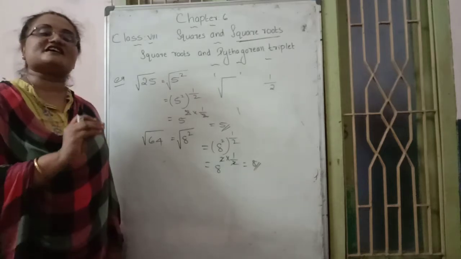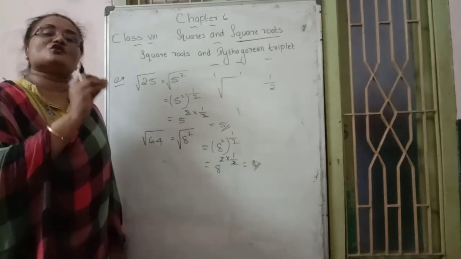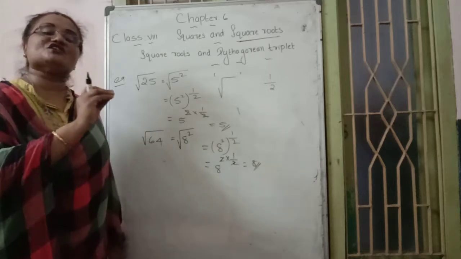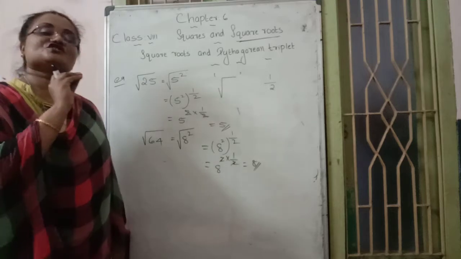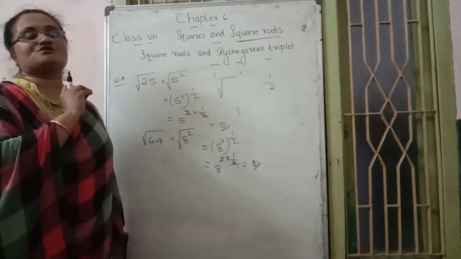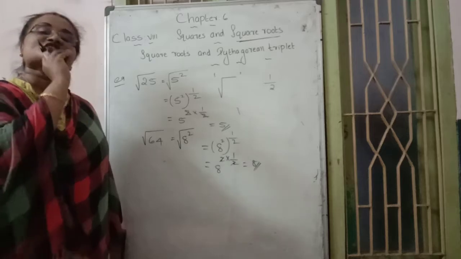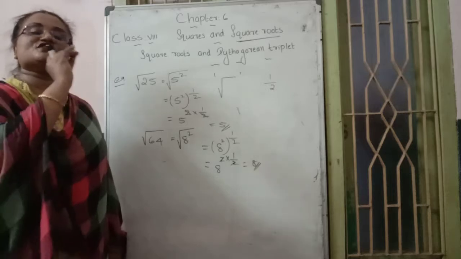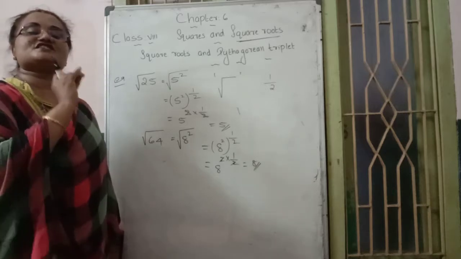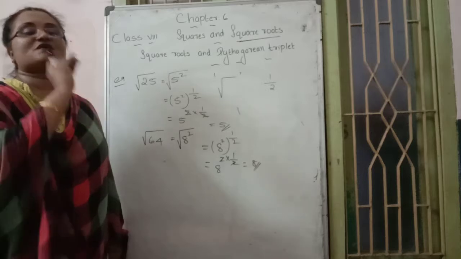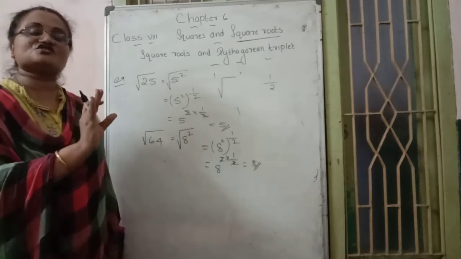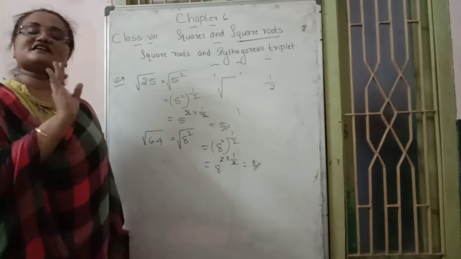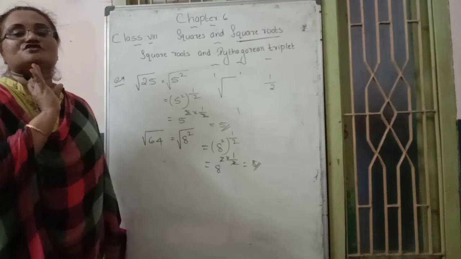Simply we can say it this way: think which same number multiplied by itself gives 64. 8 is multiplied with 8. That's why, thinking in that way, 8 becomes the square root of 64. Another example, 81. Which same number multiplied gives 81? 9 is multiplied with 9. So the square root of 81 becomes 9. That is the simple meaning of the square root.